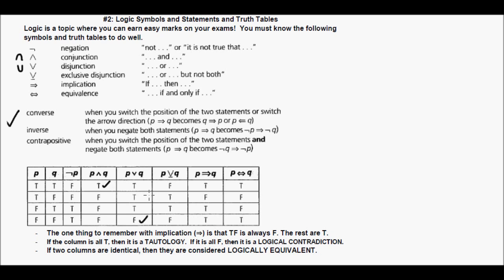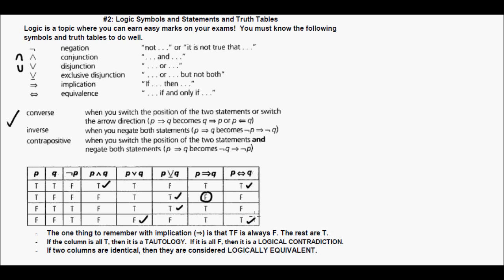P or Q, but not both. Well, that can only be one, so you're only going to have true on those two. If then. Now, the thing with if then is true false, true false right here. That's never going to work with implication. And then or but not both. That's just going to be true or false false.